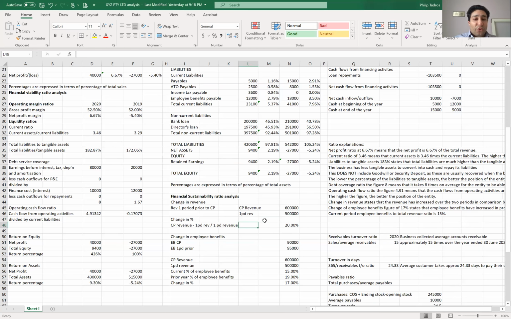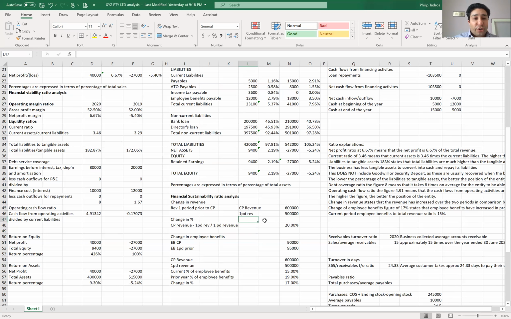Now we come to the financial sustainability ratio. Now this sustainability area requires us to calculate the change in some particular items. So a change in revenue, a change in employee benefits, for example, a change in how long it takes to recover and generate any amounts from purchasing plant and equipment.